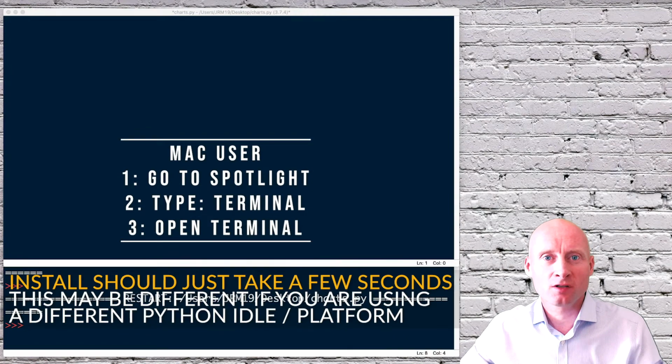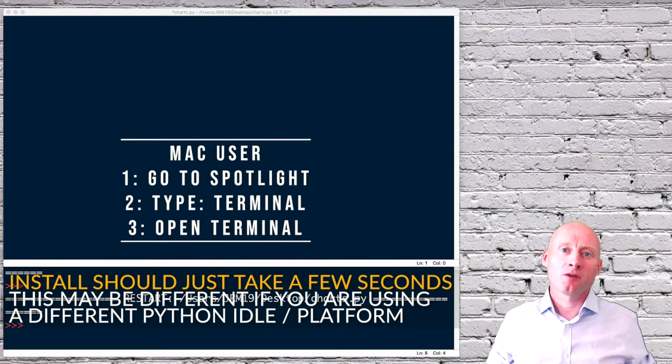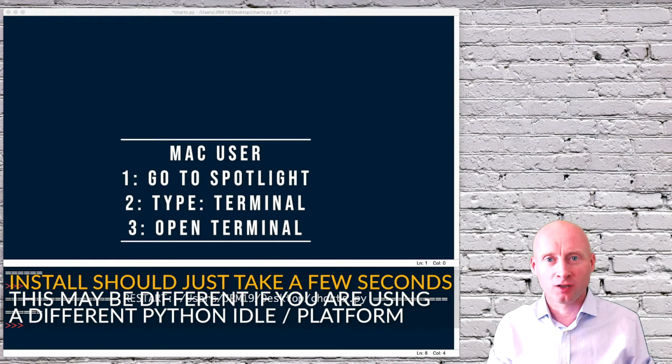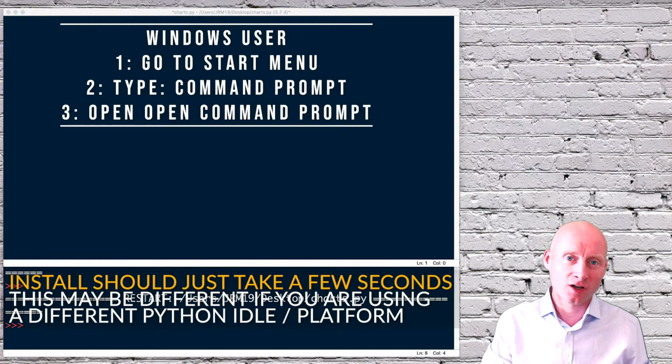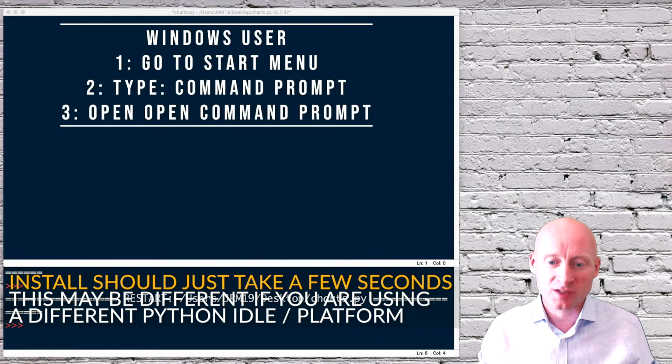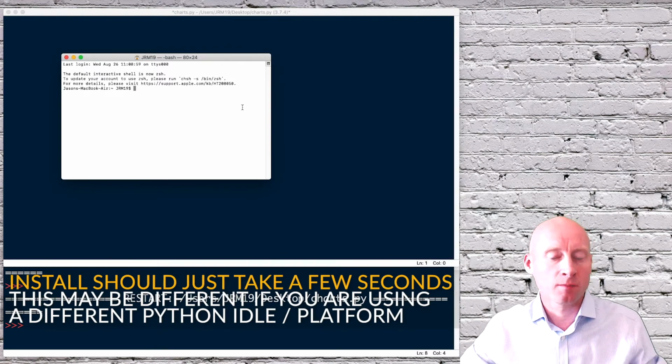We're going to be using a graph plotting library, so first of all we need to install that. On a Mac, if you go to Spotlight and type in terminal, then open the terminal. On a PC, if you go to the start menu and type in command prompt, then open the command prompt. And I'm doing this on a Mac here.